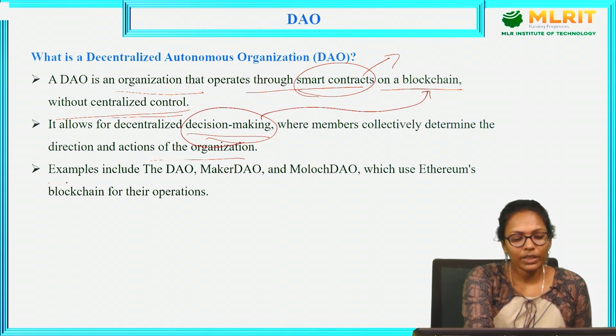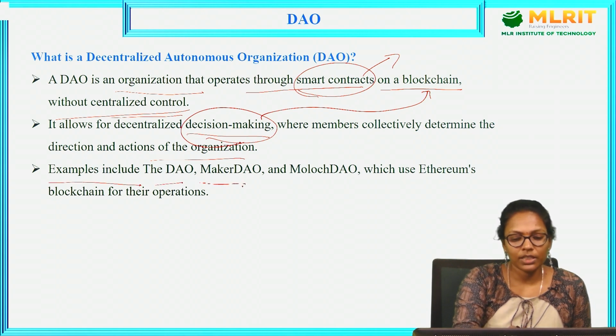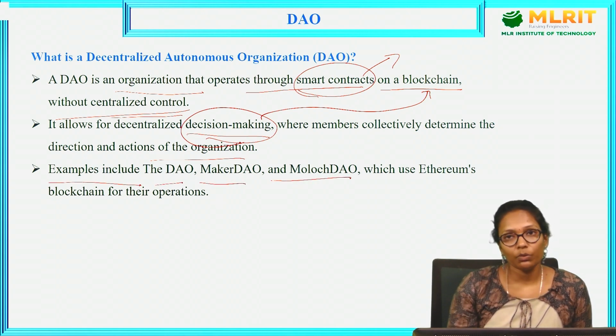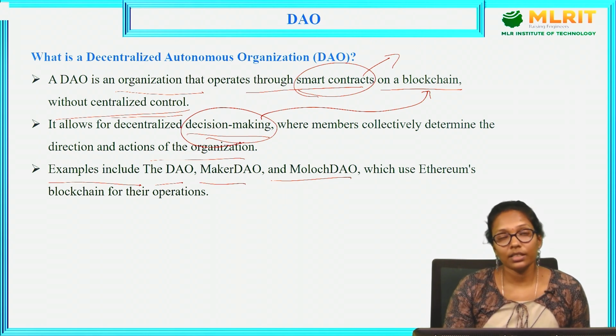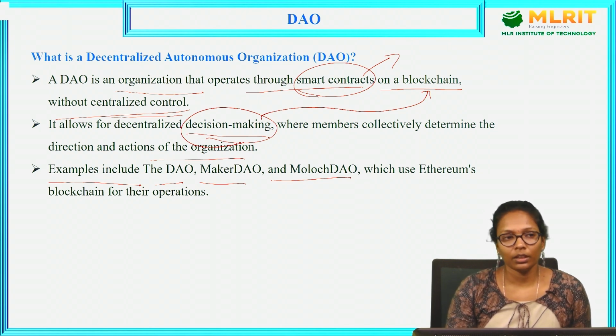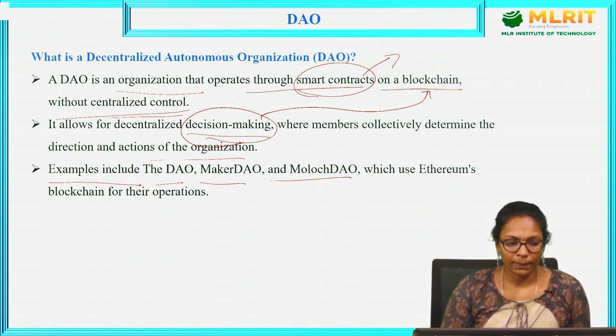Coming to different examples, we have The DAO, Maker DAO, and Moloch DAO. We have different DAO organizations where they run autonomously, that is, there is no single centralized authority. We can use DAOs for funding or marketing, so in different sectors. We will see the case studies and the applications.